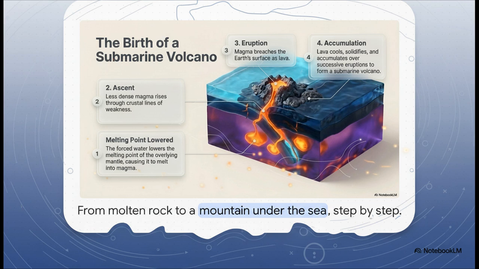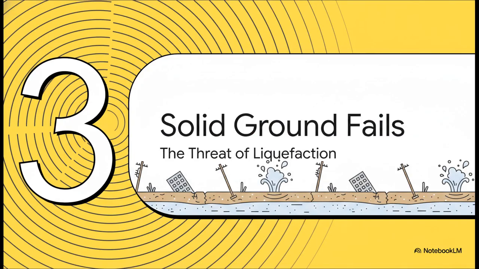Over thousands and thousands of eruptions, these layers just keep building up until you have a massive underwater mountain, a submarine volcano. You know, the shaking from an earthquake is really just the start of the problem. Some of the worst damage actually comes from the secondary effects. And now we're going to look at one of the most terrifying of all, liquefaction.